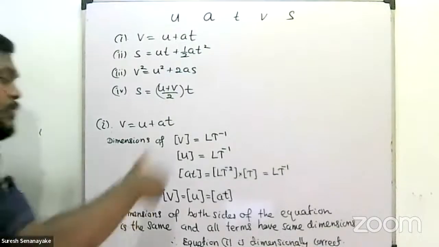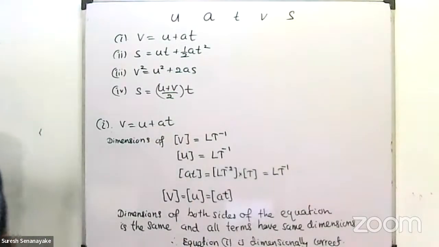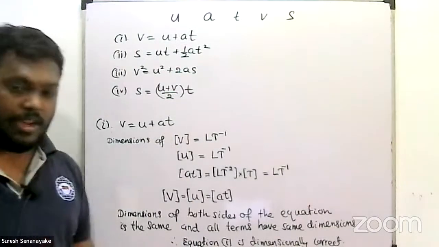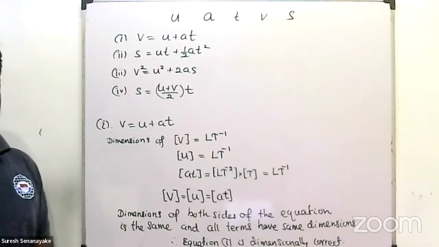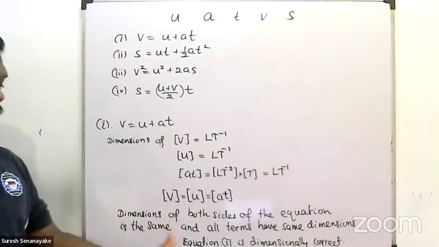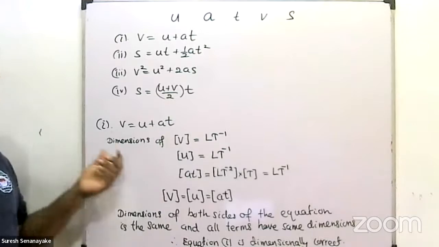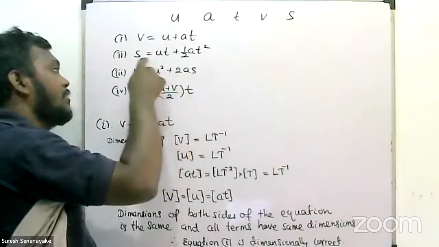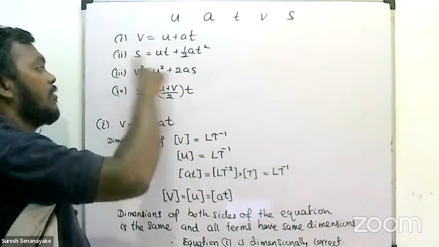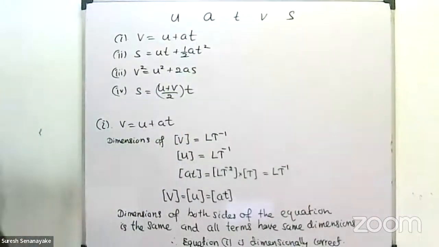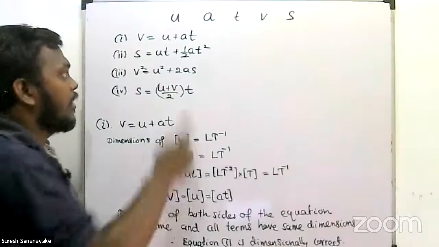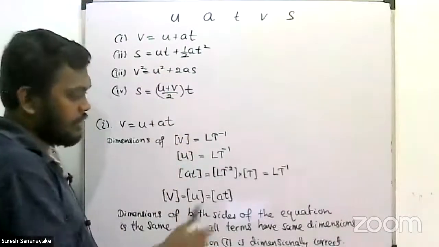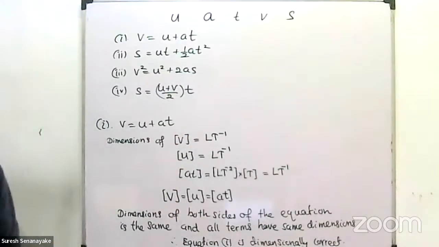So those are the steps you need to write if someone asks you to check whether an equation is dimensionally correct or not. This first one I have done for you. Then you can check the other three equations and write the answers like this. Check whether all the terms have the same dimension or not.